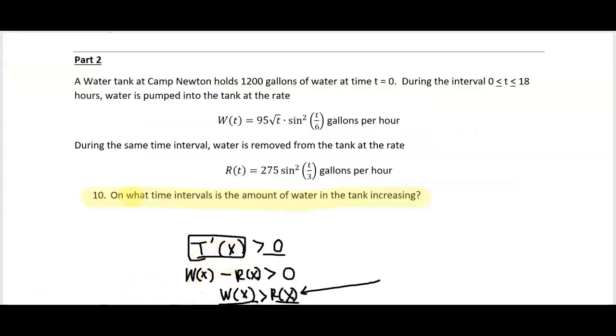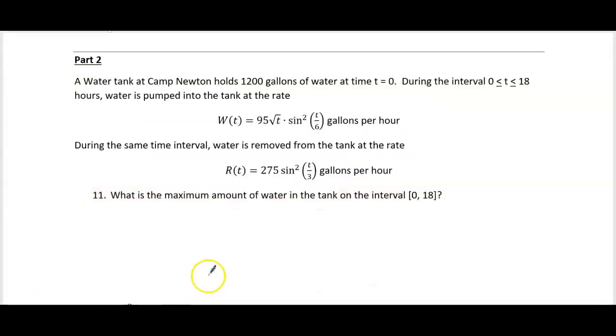All right, so let's go ahead and move on to number 11. What is the maximum amount of water in the tank on the interval from 0 to 18? Okay, so once again, they're asking for a maximum amount of water. We have a function for the amount of water. It's the T function that we found earlier in this problem.